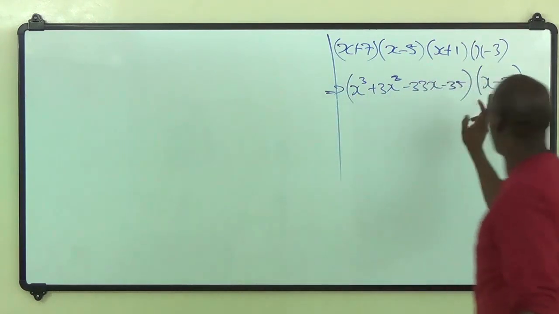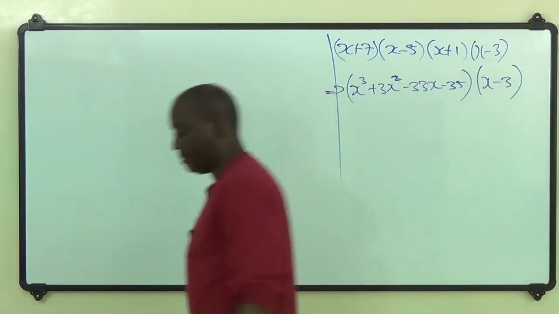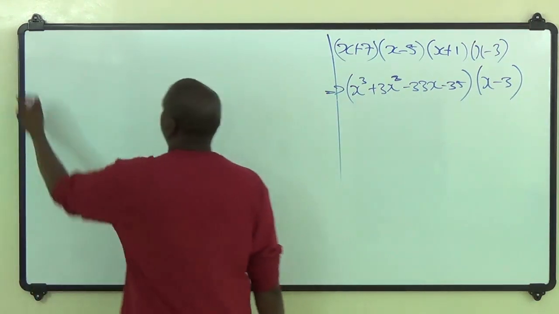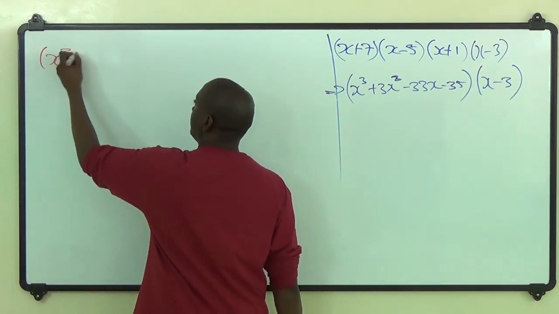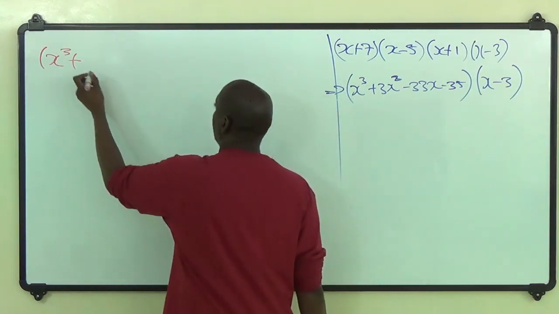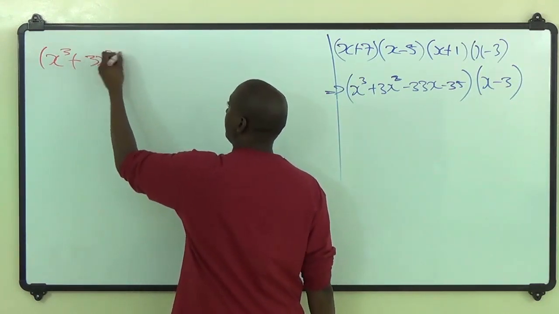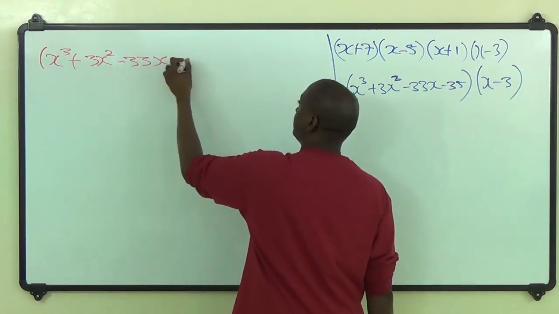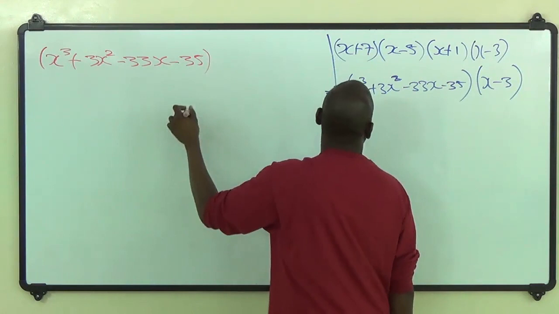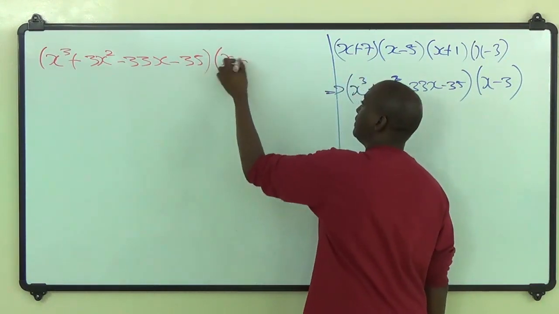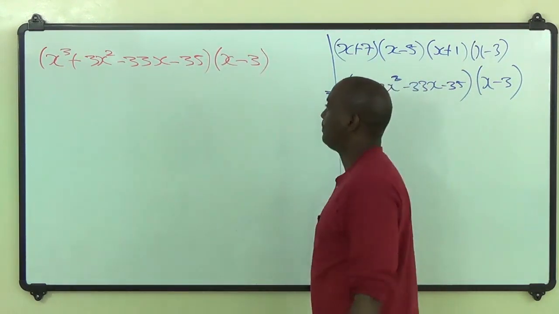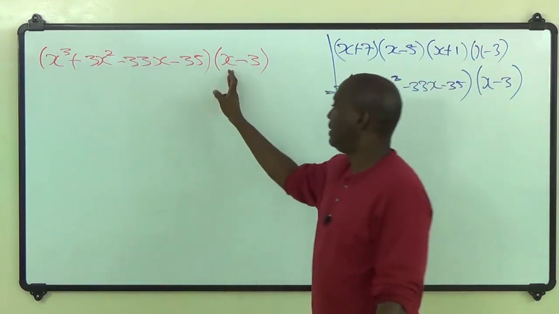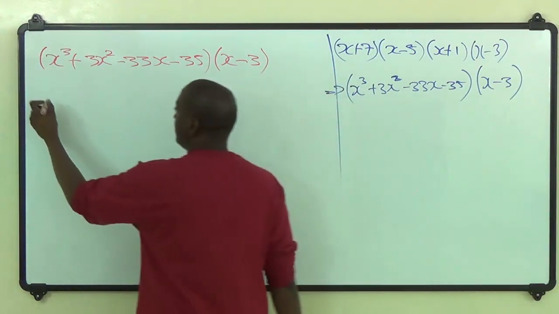Right, so let me take it back on this side. We should mix up the colors a little bit now. So if we have x cubed plus 3x squared minus 33x minus 35 into x minus 3. All right, so we multiply everything here, multiply by x. So this would be what?